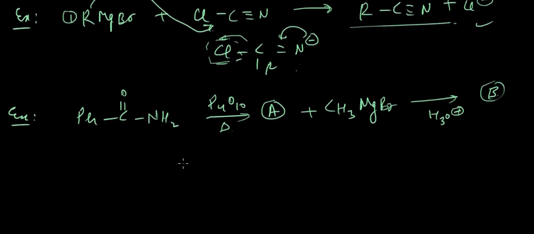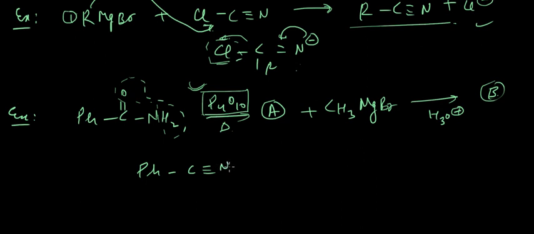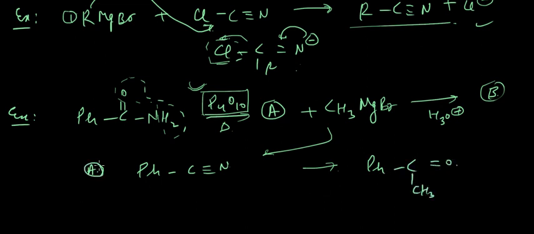So the product A would be, you know that what this P4O10 does is P4O10 directly dehydrates the compound, or in other words takes up the water molecule from the compound. We have discussed this reaction in the previous set of video lectures. If you don't remember, you can go and see those video lectures. So this will be the A compound. Now the B compound would be, when we react this with CH3MgBr and hydrolyze it, we'll get something like PhCCH3, a ketone. This would be product A and this would be product B.